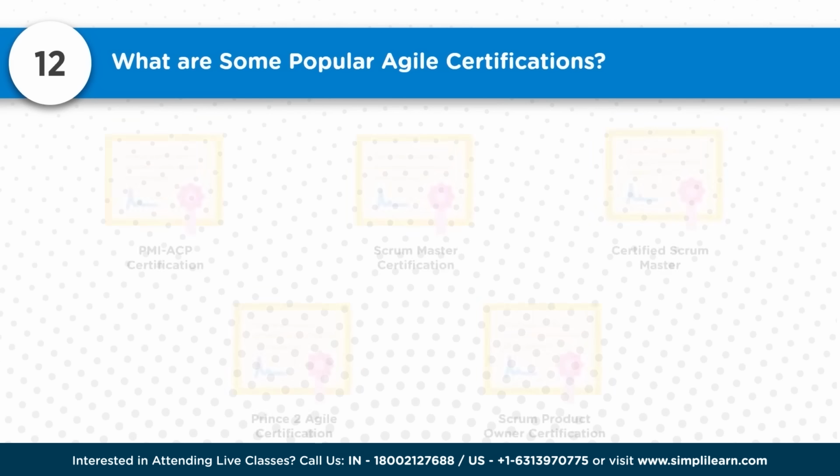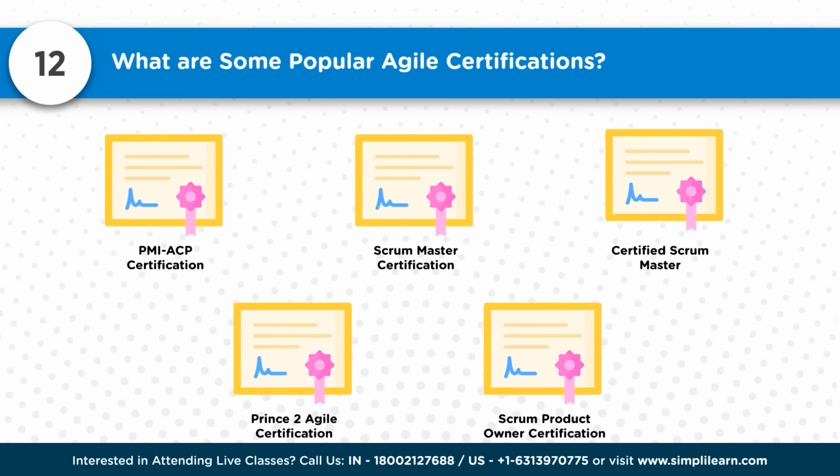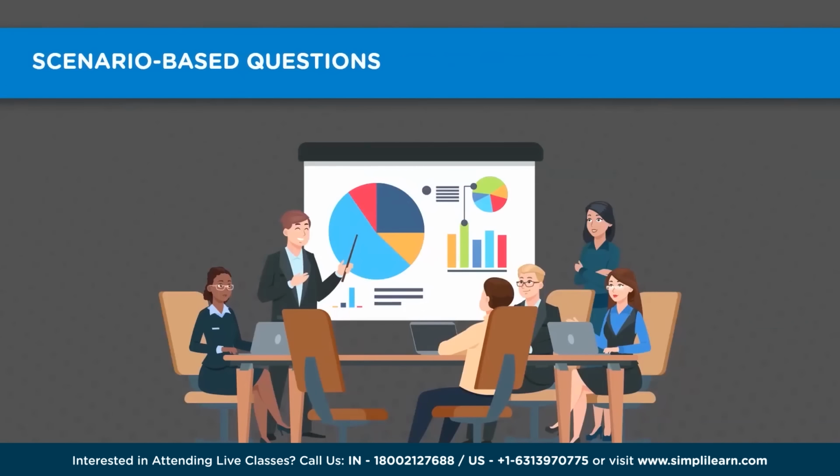So next question, what are some popular Agile certifications? Some of the popular Agile certifications are the PMI ACP certification, which is offered by PMI US, the Scrum Master certification, then Certified Scrum Master, Prince 2 Agile certification, and then Scrum Product Owner certification. So next we will move to scenario based questions.